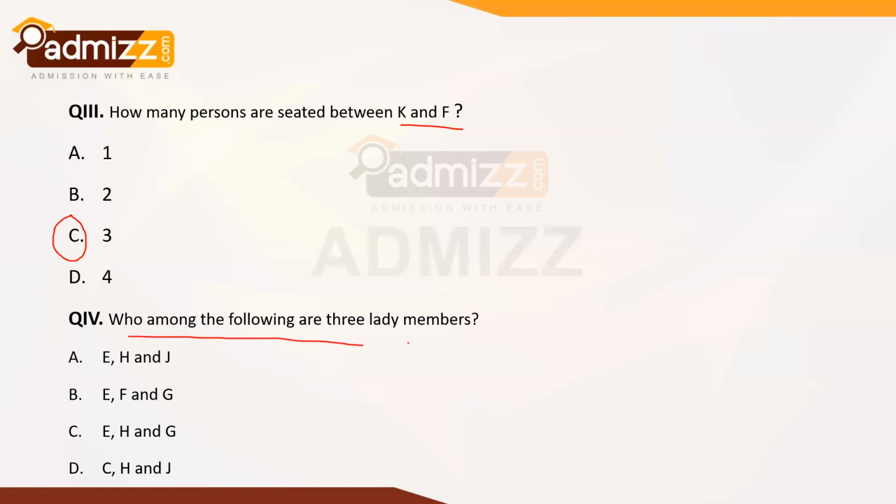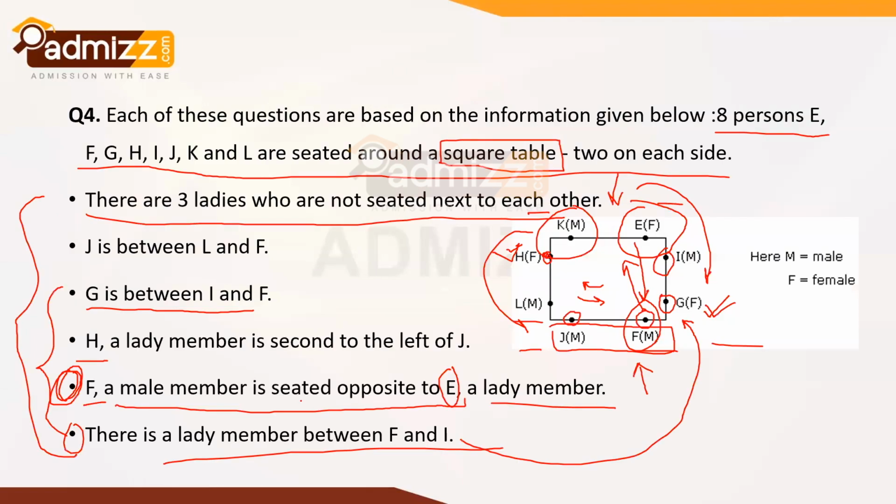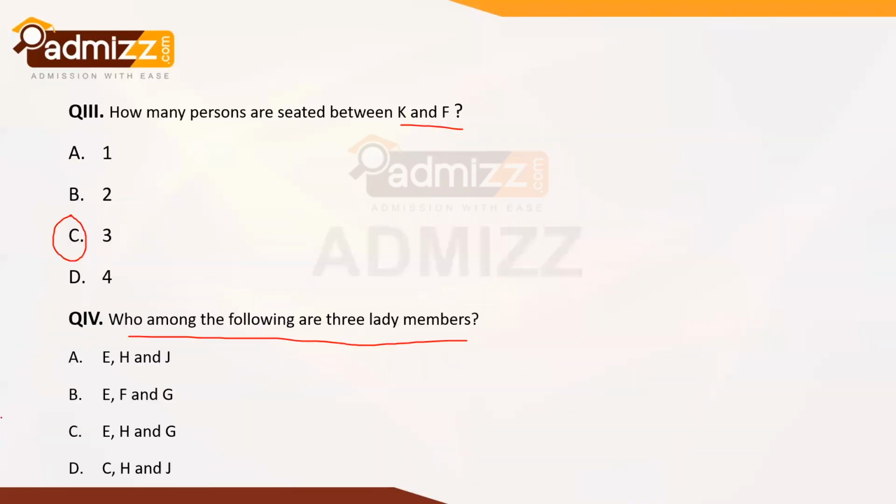Who among the following are the three lady members? We already know that they are E, H and G. So E, H, G, option number C. That's the correct one. Ugu, Isaac, Edward, all of you guessed correct. That's the correct answer.